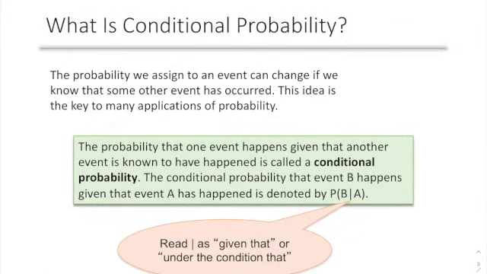So, what is conditional probability? Conditional probability is when we're talking about an event happening knowing another event. So the probability that one event happens given, that's the key word, given that another event is known to have happened is called conditional probability. So this is the notation for conditional probability. This is a vertical bar. This is not a division sign. This is read the probability of B given that event A has already taken place.